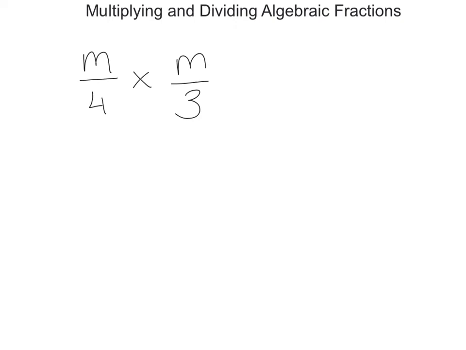Next, we're going to be looking at multiplying and dividing algebraic fractions. Now, these follow the exact same rules as multiplying and dividing numerical fractions. So I'm just going to multiply that top line. m times m makes m squared, and 4 times 3 makes 12. So my answer is m squared over 12.